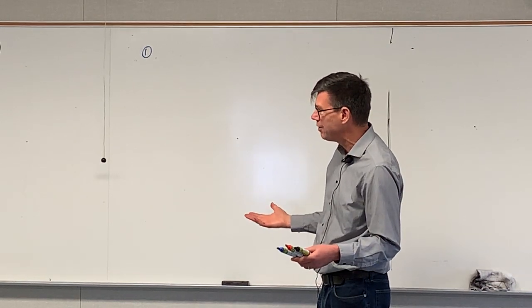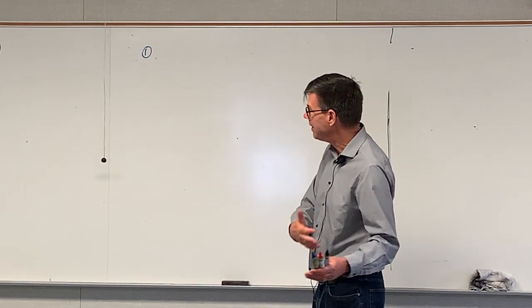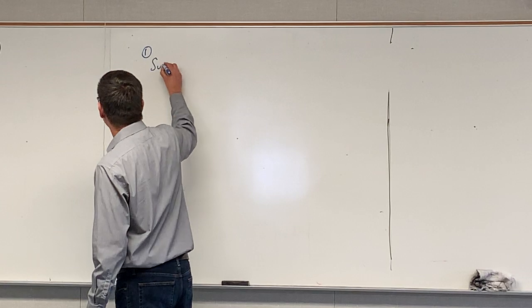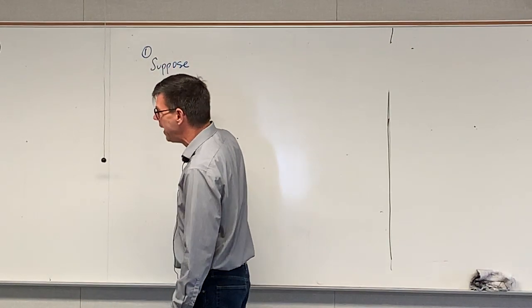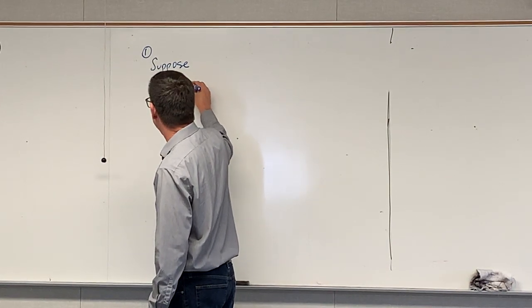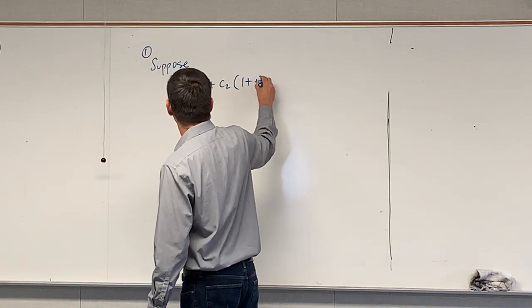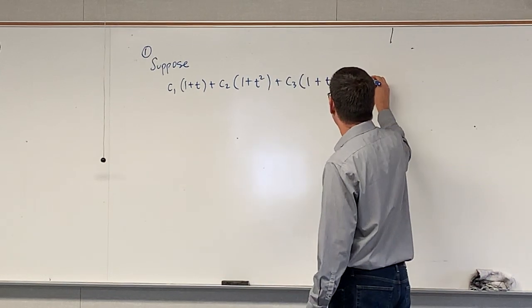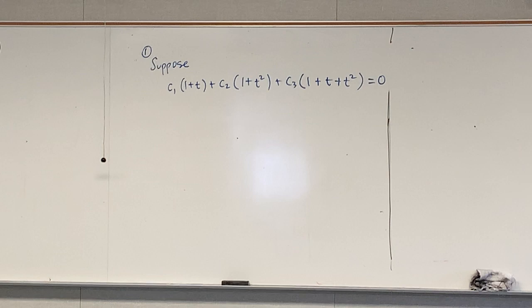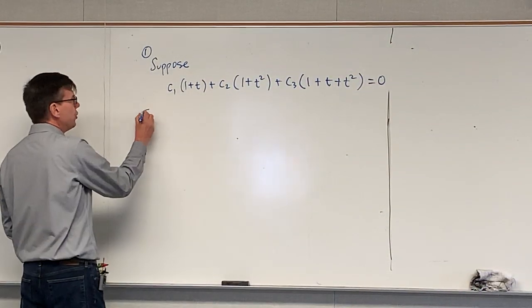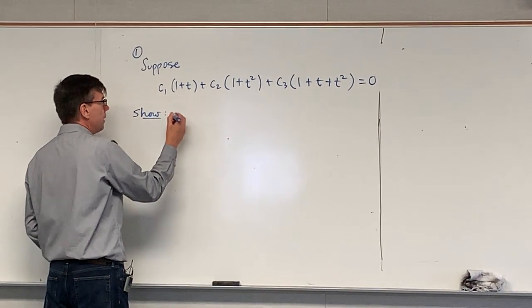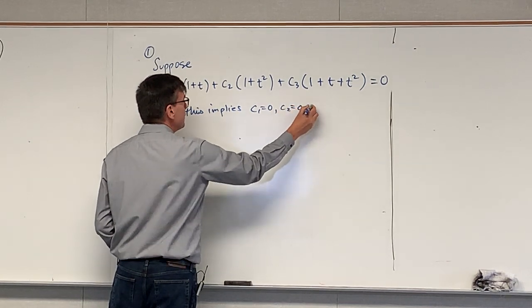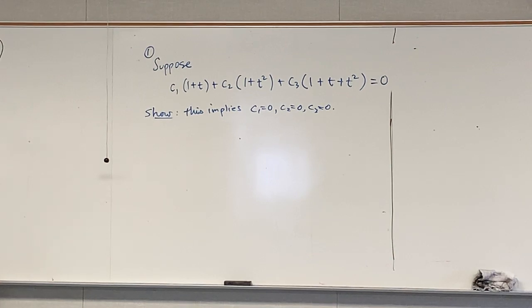Now, we got to introduce some notation to do that. You could use A, B, C, or X, Y, Z. There are a lot of letters you could use. I might use C1, C2, C3 just because we've been using that C notation, but there's no magic to this letter C here. So I'm saying suppose C1 times (1 plus t) plus C2 times (1 plus t squared) plus C3 times (1 plus t plus t squared) equals 0. We need to show that this implies that C1 equals 0, C2 equals 0, C3 equals 0, right? That's the only solution. That's what linear independence of those three would mean as polynomials.